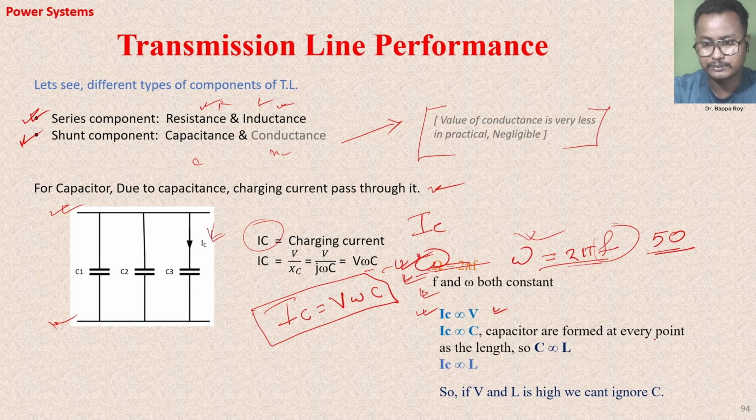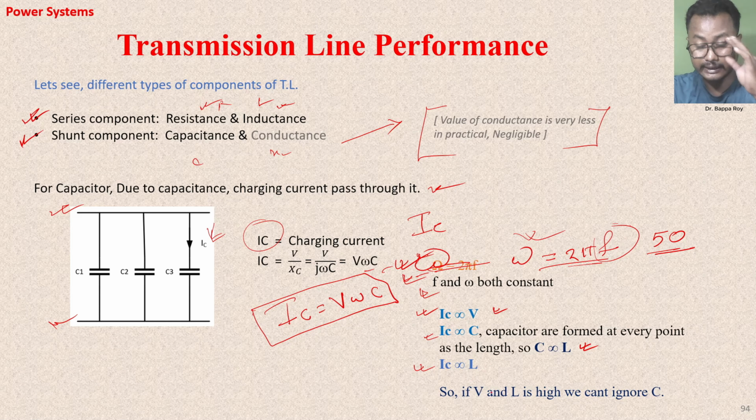A capacitance is formed at every point along the length. So capacitance is directly proportional to L also, the length of the transmission line. That's why we say capacitors are formed at every point as the length increases. As the length increases, the number of capacitors in the transmission line also increases, so the total capacitance value will also increase. So it is directly proportional to the length of the transmission line. If IC is directly proportional to C, then IC is directly proportional to the length of the transmission line also.